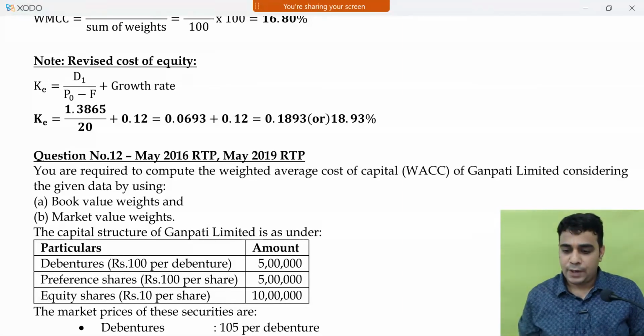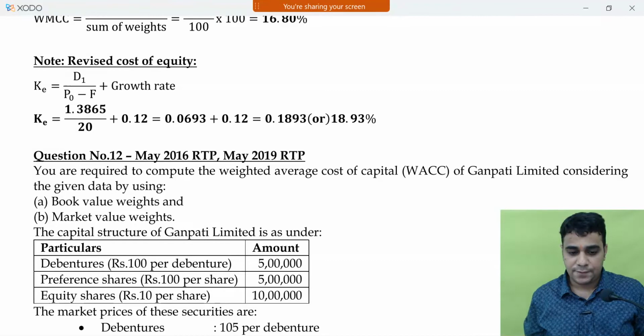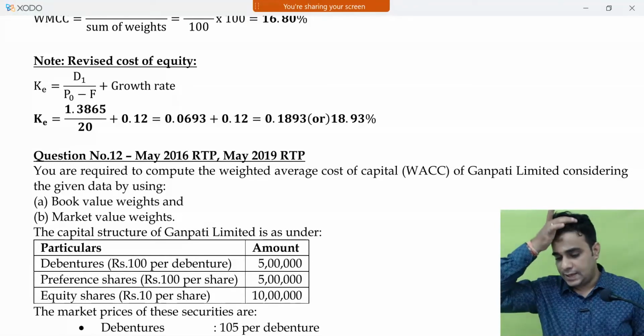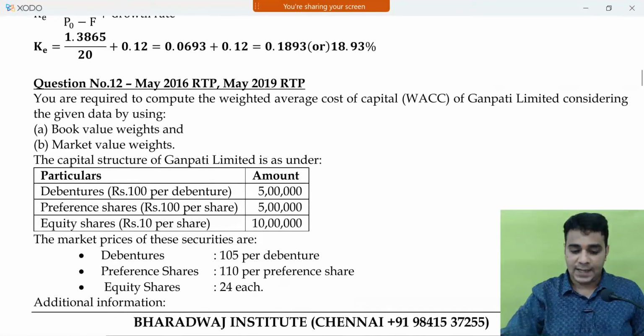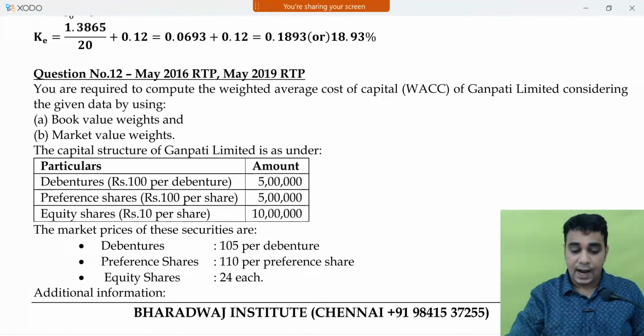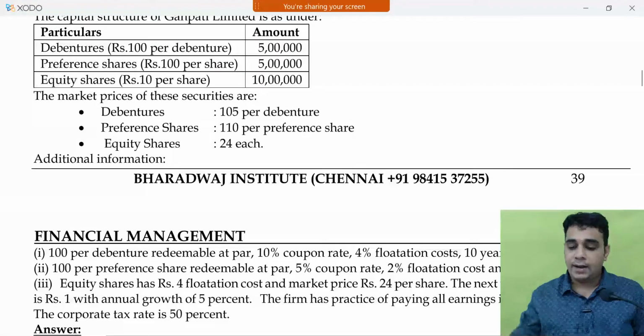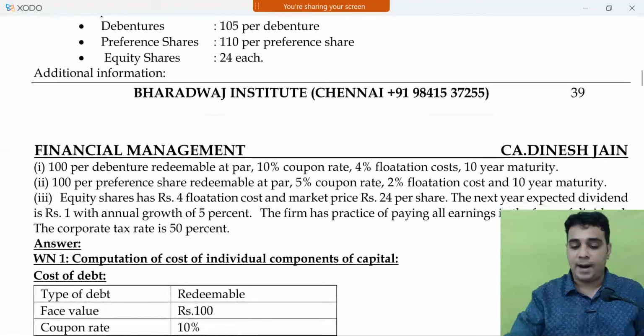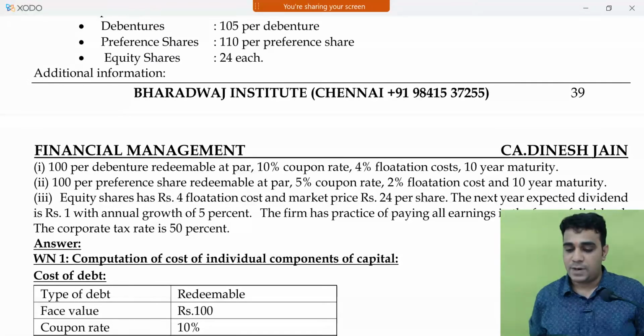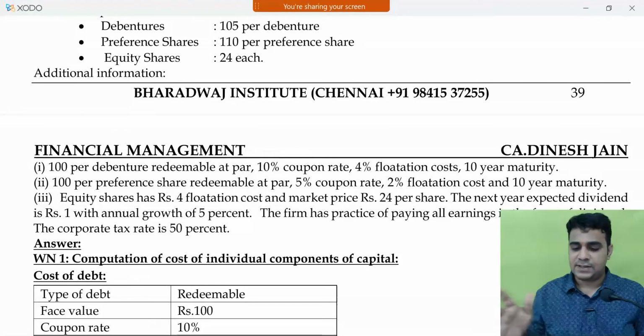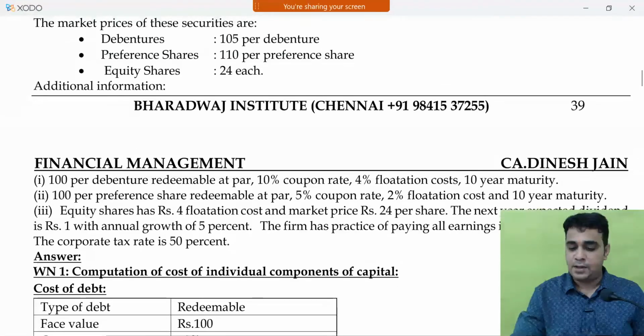You are required to compute WACC of Ganpati Limited considering the given data, using book value weights as well as market value weights. You will understand the importance of the point which I was saying earlier. Capital structure is as under, market prices are as under, additional information. 100 per debenture redeemable at par, 10% coupon rate, 4% flotation cost, 10-year maturity. 100 per preference share redeemable at par, 5% coupon, 2% flotation, 10-year maturity. Equity share, firm has a practice of paying all earnings in the form of dividend, corporate tax rate.